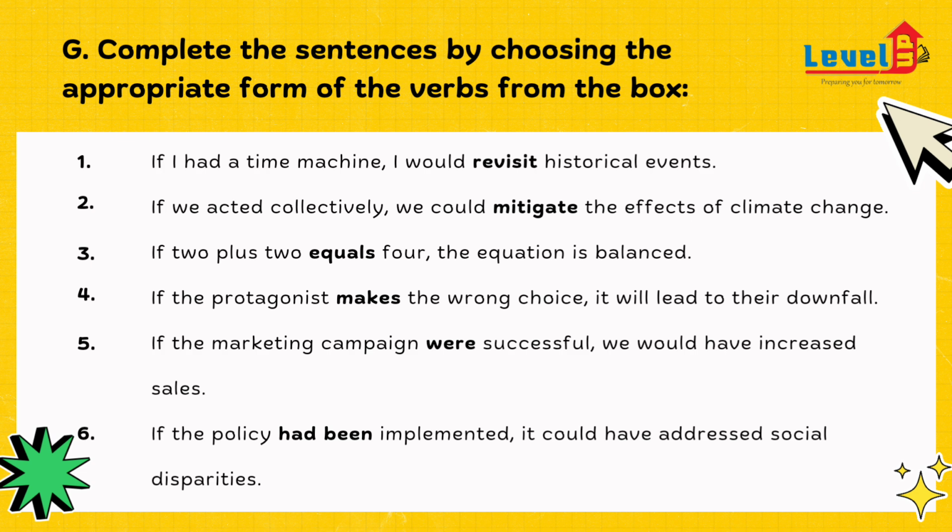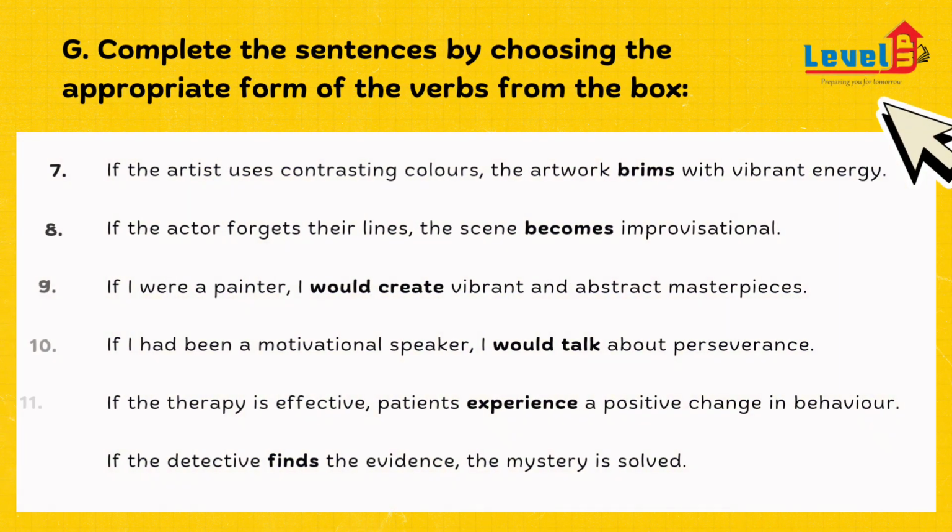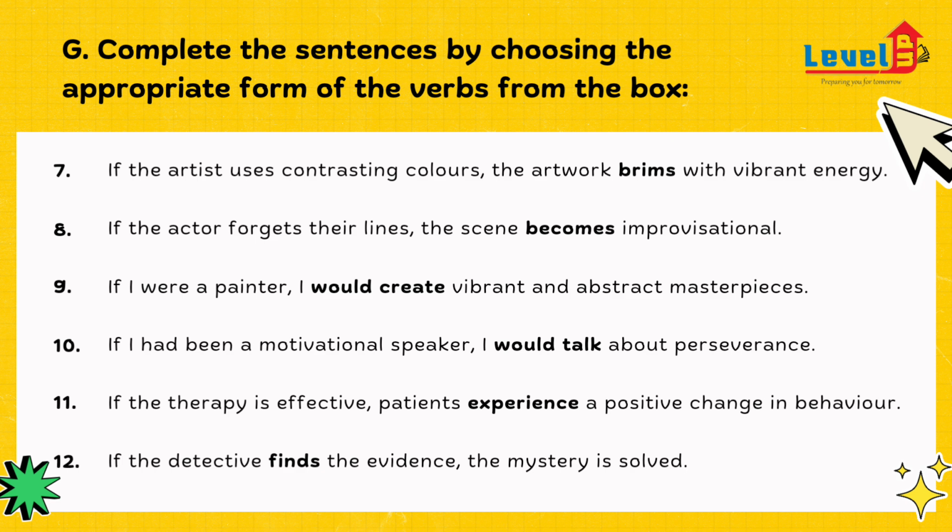4. If the protagonist makes the wrong choice, it will lead to their downfall. 5. If the marketing campaign was successful, we would have increased sales. 6. If the policy had been implemented, it could have addressed social disparities. 7. If the artist uses contrasting colors, the artwork brims with vibrant energy. 8. If the actor forgets their lines, the scene becomes improvisational.